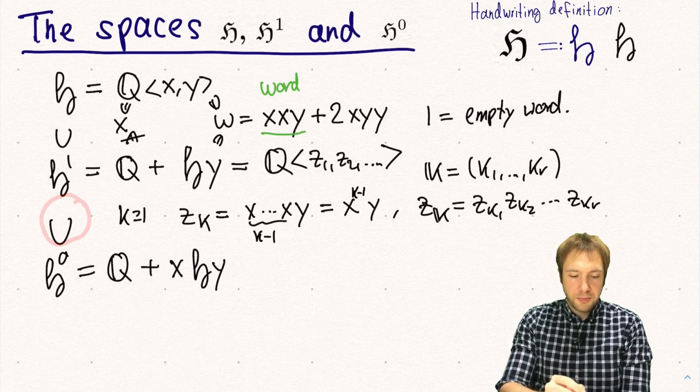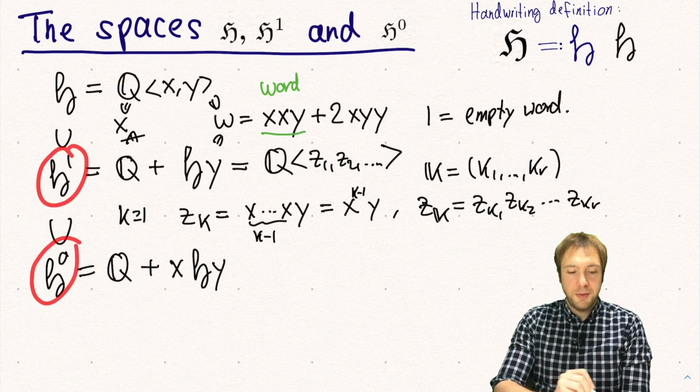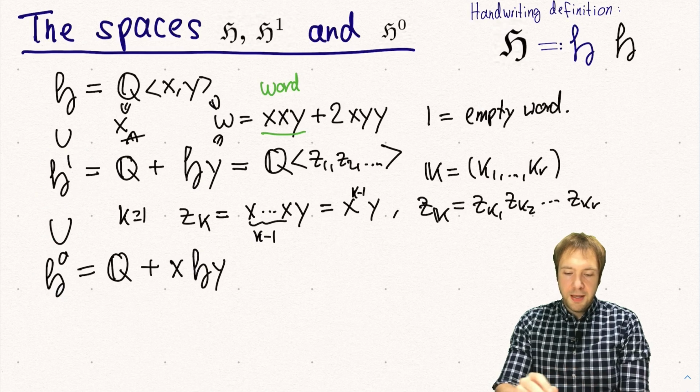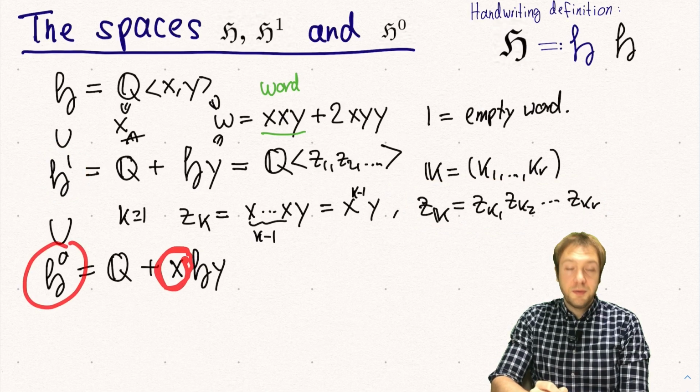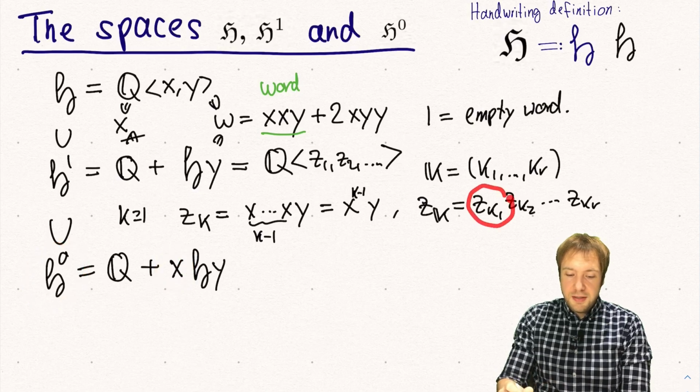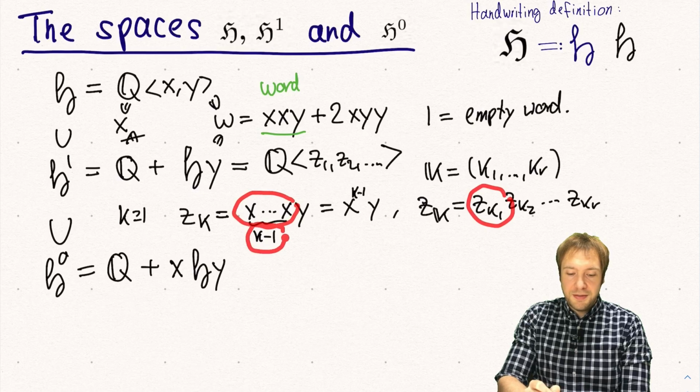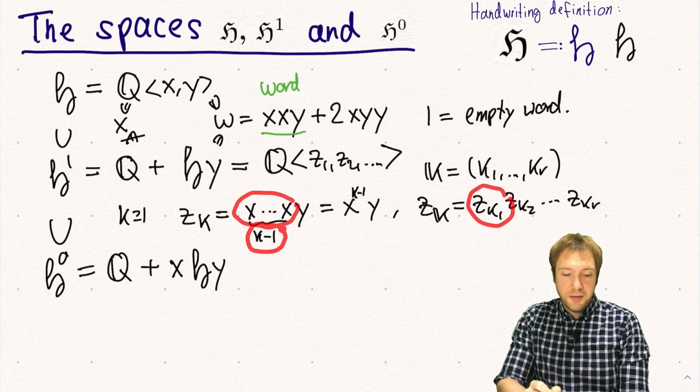So H0 is clearly a subspace of H1, and H1 were all linear combinations of these z_k's. And if a word in H0 here starts in x, this means the first z here has at least one x here. So this means that this k is strictly greater than 1.